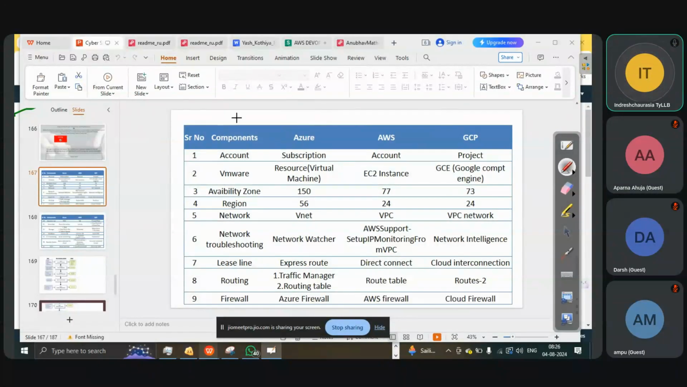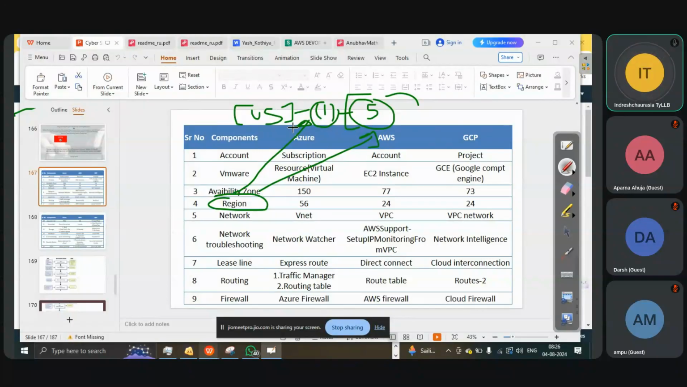Suppose, as one example, the US will be referred to as one region, and in that one region, suppose I have five cities with data centers. This country will be referred to as a region, and each particular city will be referred to as an availability zone.